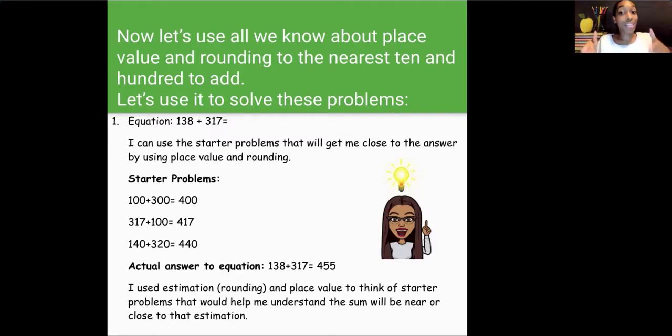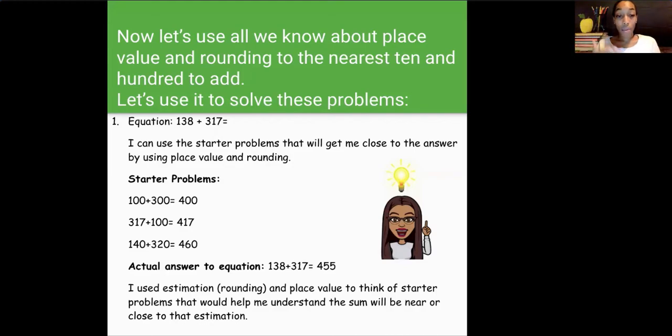Now, what if I want to round to the nearest 10? Okay, so 138 rounded to the nearest 10 is 140, right? Okay, 320 comes from 317 because that's really close to that 10. So I use my ones place to tell me to round those two numbers to make these add-ins and add them up. So 140 plus 320 equals 460. So that tells me a clue. My actual final sum is going to be close to 460, in between 417 and 460.